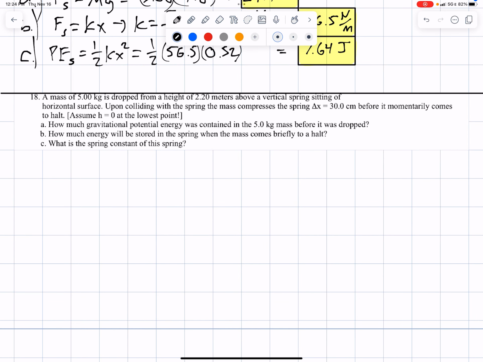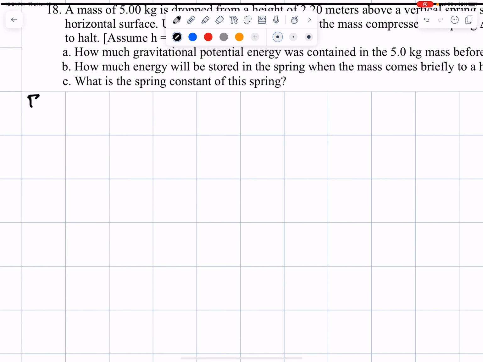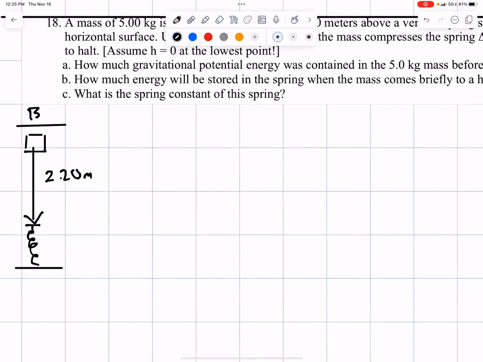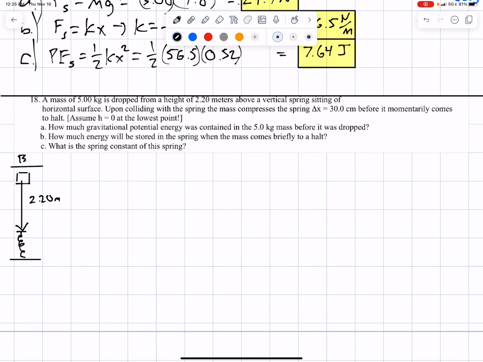All right, and finally, question 18. So we have a mass that's dropped from a height of 2.2 meters above a vertical spring sitting on a horizontal surface. So let's draw a before and after picture. So here's before. I've got a block, and the block is falling, and it falls 2.2 meters. And then right here is a spring that it's going to land on. The spring's on a horizontal surface.